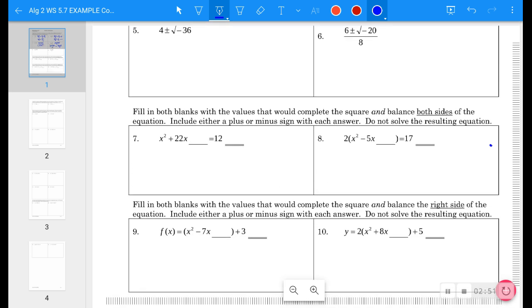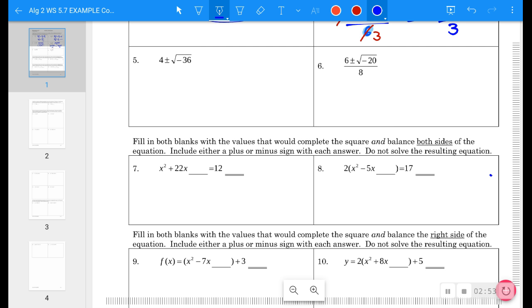Okay, these last two have negatives under the square root, so it generates the imaginary unit i. So 4 plus and minus i root 36, and root 36 is 6, so this ends up being 4 plus and minus 6i.